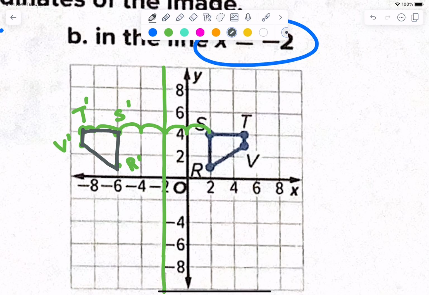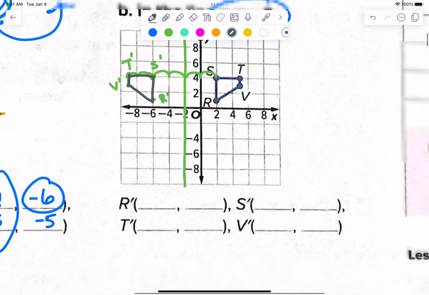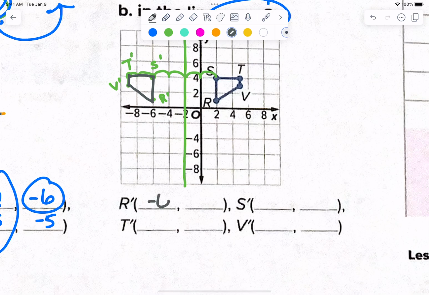He's flipped over. Let's do the coordinates. R prime is now at negative 6, 1. Is that true? S, what's he at? Negative 6, 4. T next: negative 9, 4. And V is at negative 9, 3.